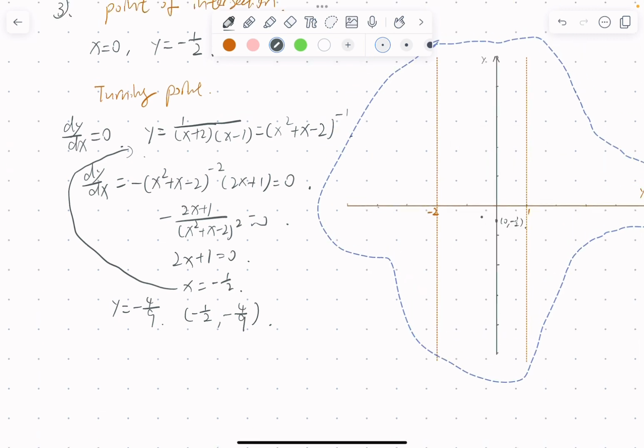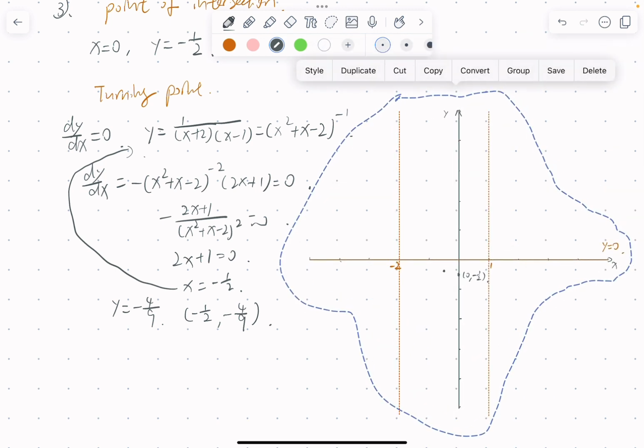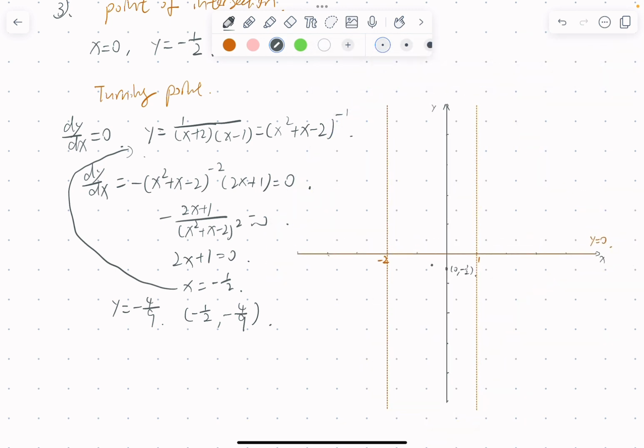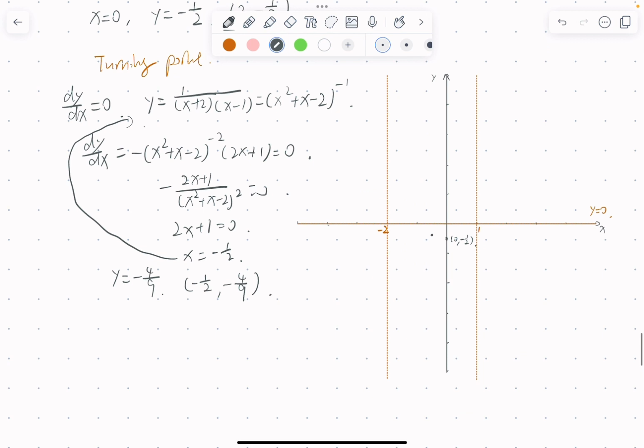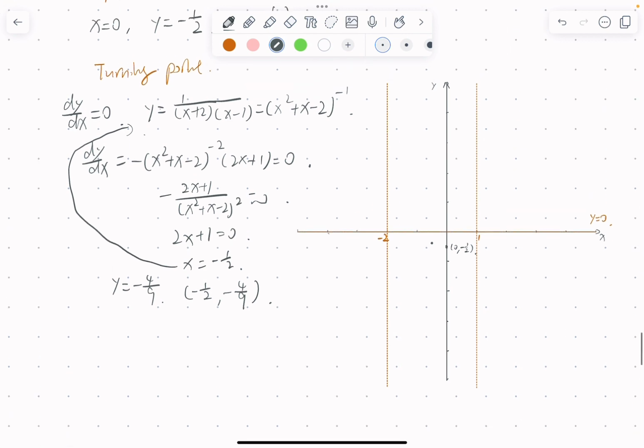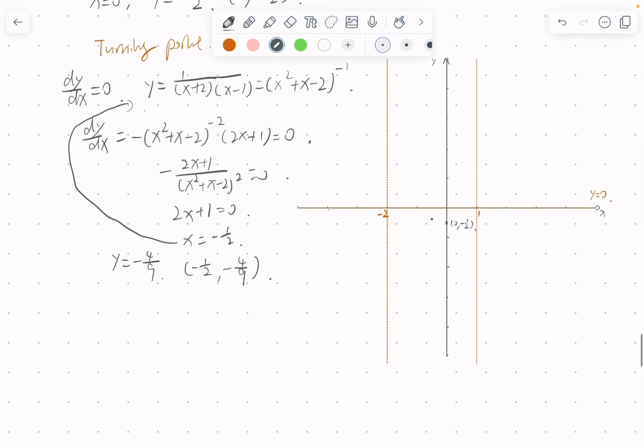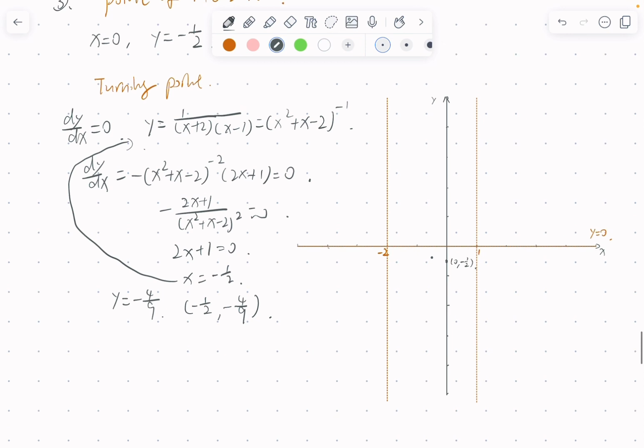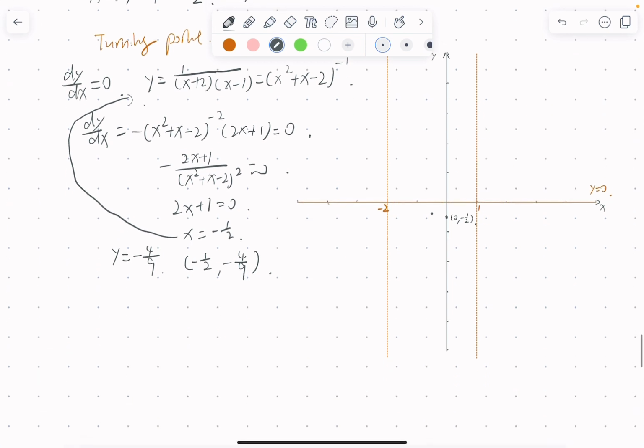Okay, so then we can draw the graph. I have already prepared the graph. So here we find the asymptotes: x equals minus 2, x equals 1, and y equals 0. And also here are the 2 points. So let's consider the graph, the fourth part.